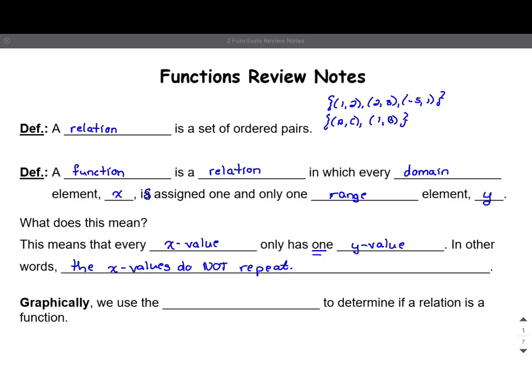Graphically, we use the vertical line test to determine if a relation is a function. Because remember, if you draw a vertical line, every x value on that vertical line is the same. So if a vertical line only hits the graph once, you have a function. If any vertical line can hit the graph more than once, you do not have a function.